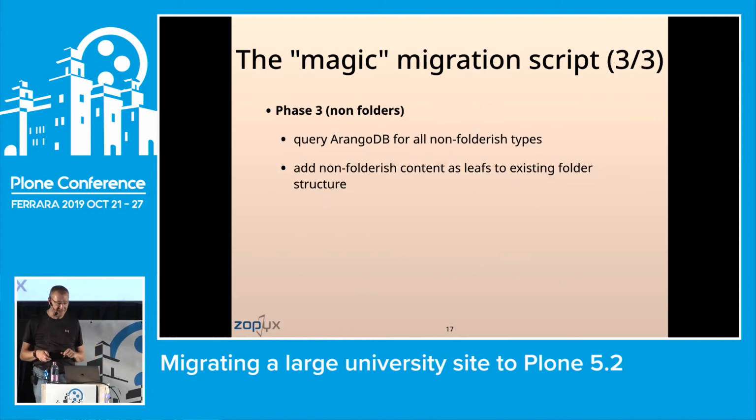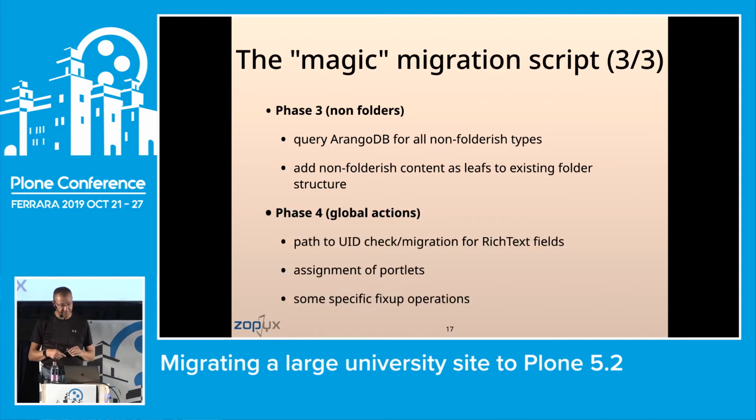In the third phase, we inject or populate the existing folder structure with the other documents like documents, FormGen, news items, images, and so on. And in phase 4, we perform some kind of fix-up operation or global action that we cannot perform in the phases before.